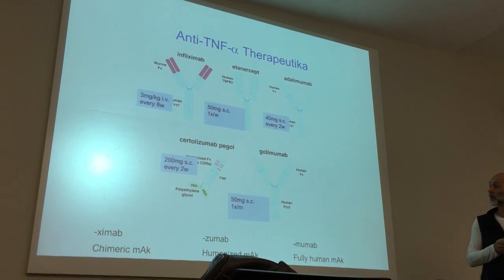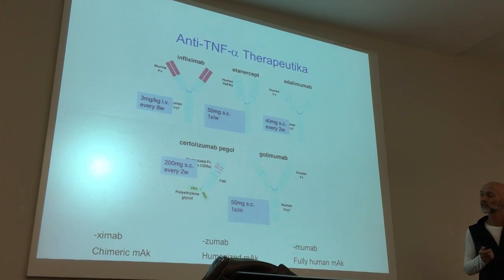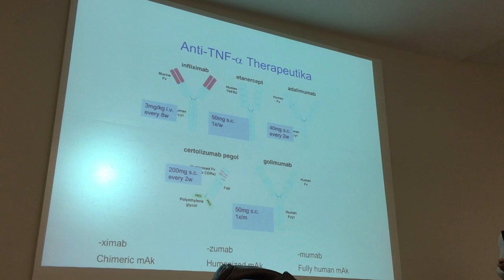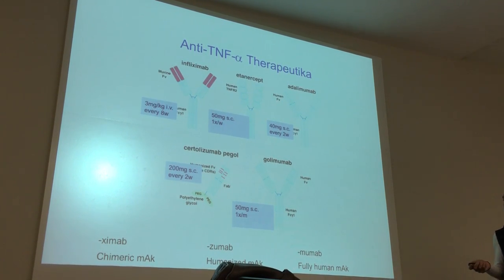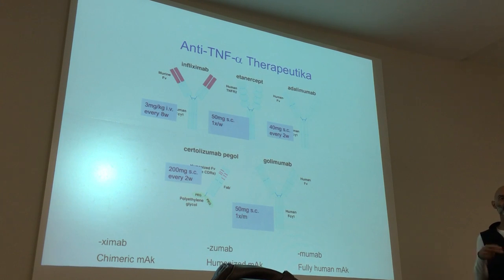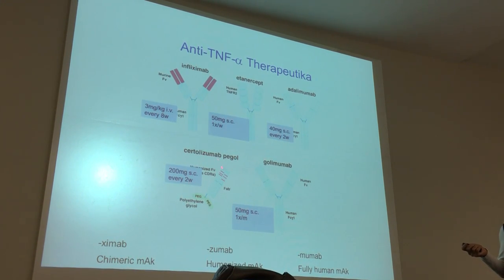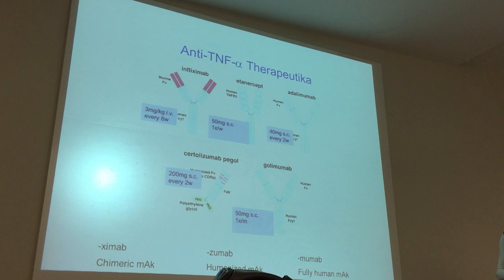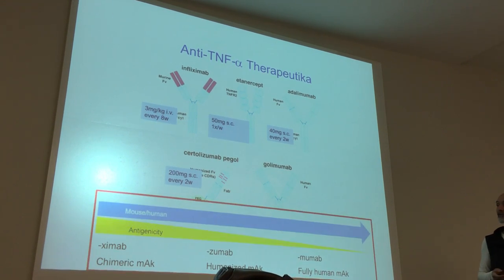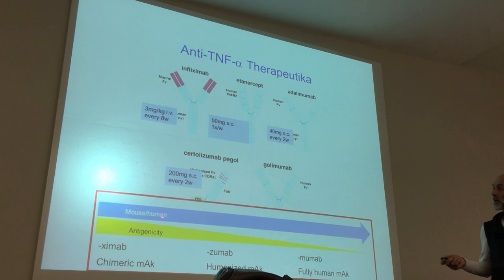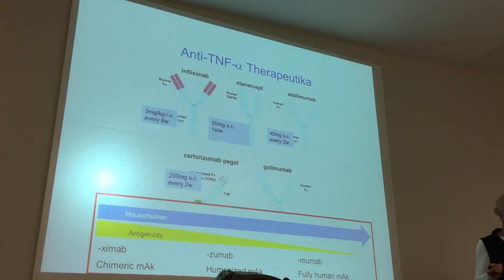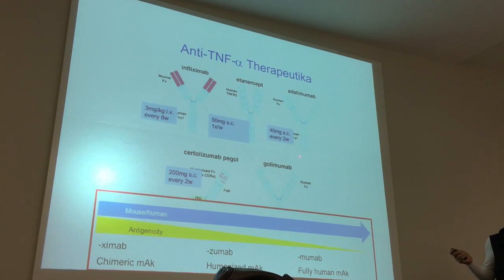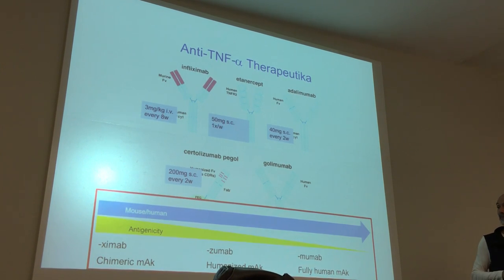And if you wonder why these constructs have these funky names, the XIMAB tells you it's a chimeric antibody, so infliximab already tells you that there is still a mouse part and a human part in there. The ZUMAB is a humanized antibody, it's not fully human, but it's almost human. So certolizumab tells you that there are still some mouse parts in there. And MUMAB would mean that it's a fully human antibody. And this has, of course, something to do, at least we think it has something to do with the immunogenicity or the antigenicity of a certain construct. Of course, if you have an antibody that has mouse parts in there, it's more foreign to our immune system than a fully human or a humanized antibody.